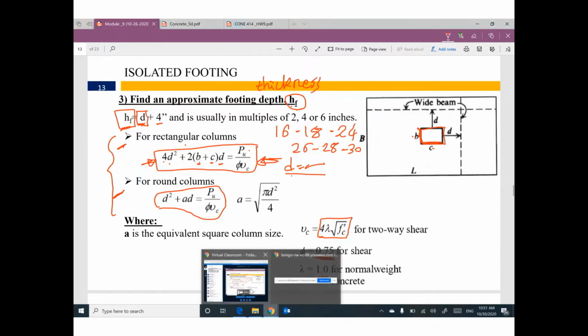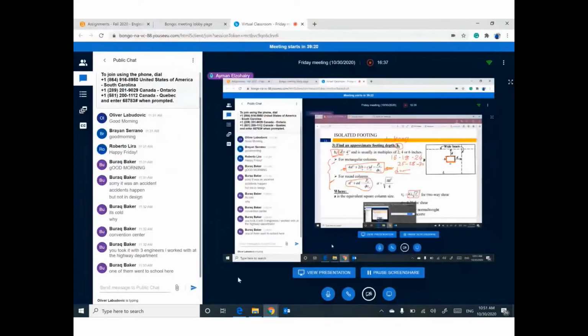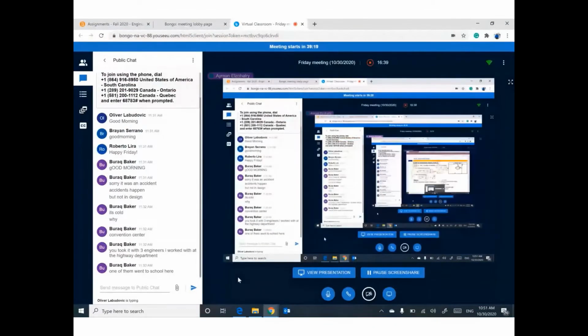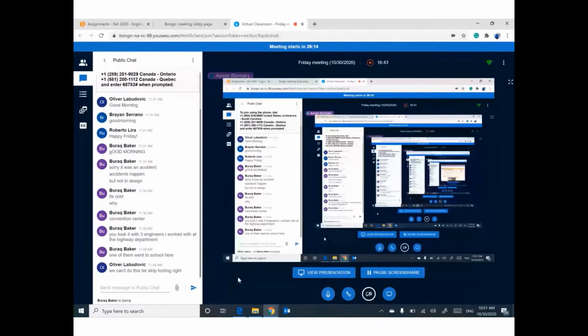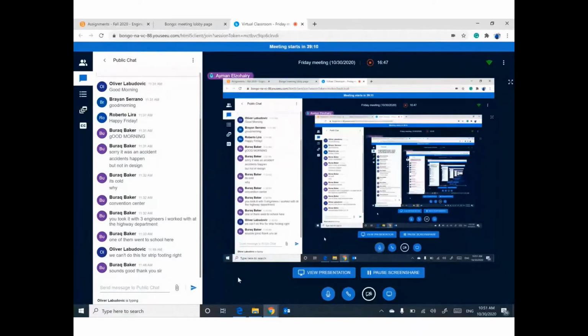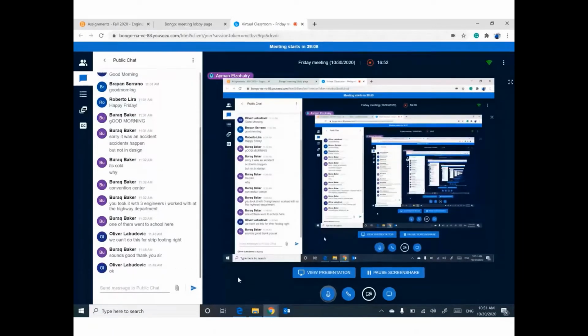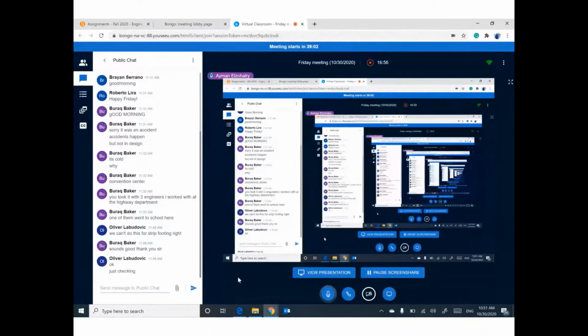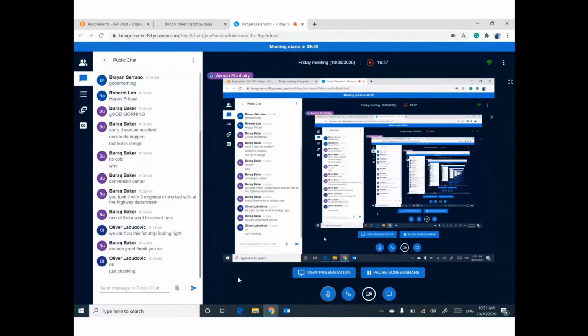Any question? Oliver, looks like you have a question. No, for strip footing, we don't have this empirical equation or empirical expression. This is only for one column supported by a footing. Okay.